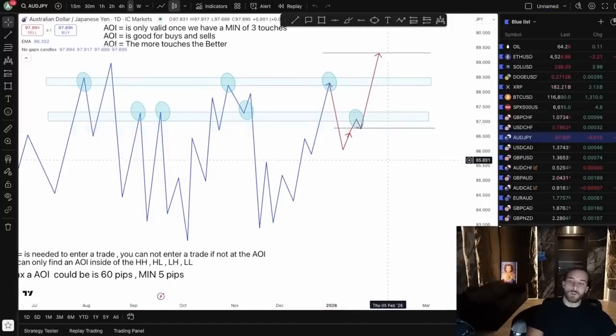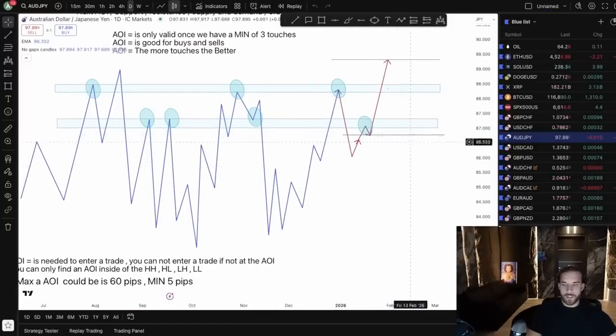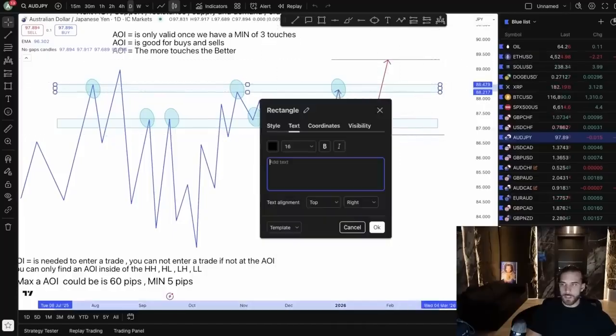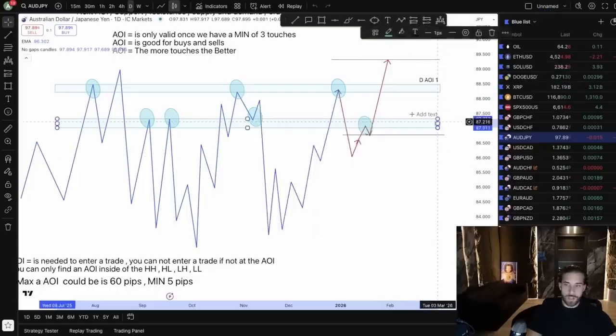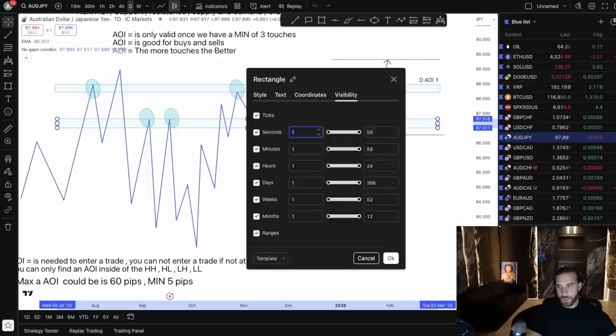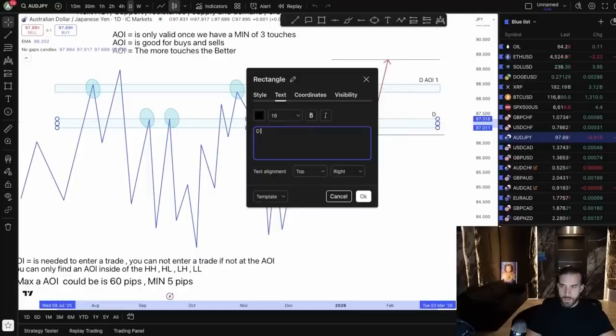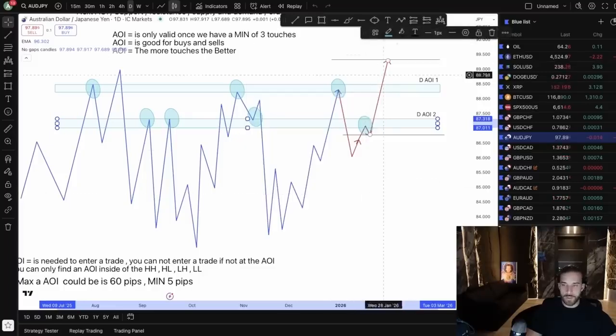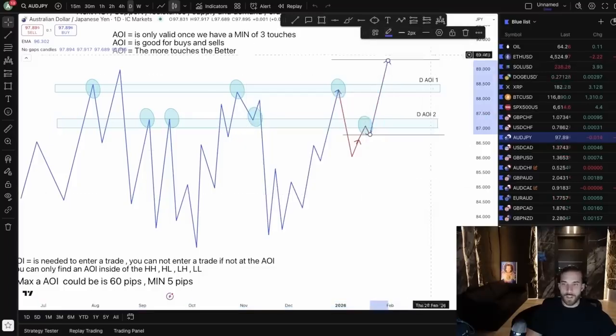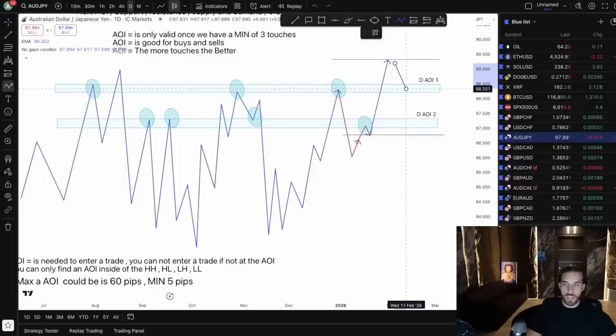So now this market right here, we've just done the top-down analysis. We've determined that this market is bullish. And now we've found 2 areas of interest. This right here is going to be daily area of interest number 1. And then this right here is going to be daily area of interest number 2. So these are 2 areas of interest where the market could have a retracement into this level. And after having the retracement into this level, it could potentially have a reaction. Now, again, the big important thing is potentially.